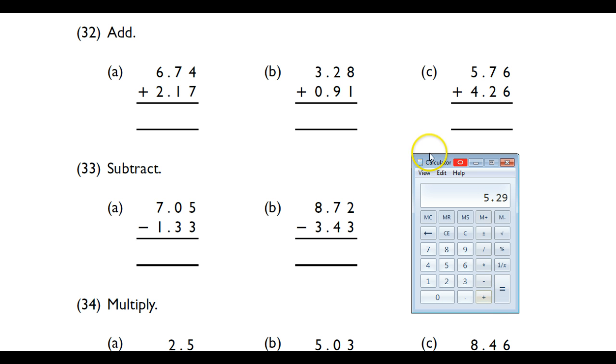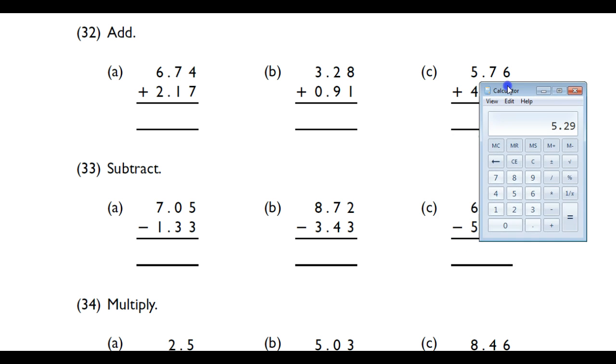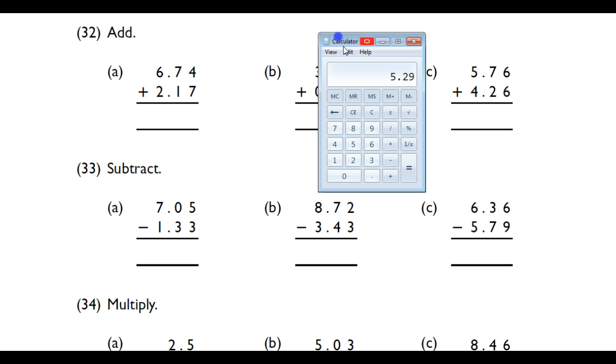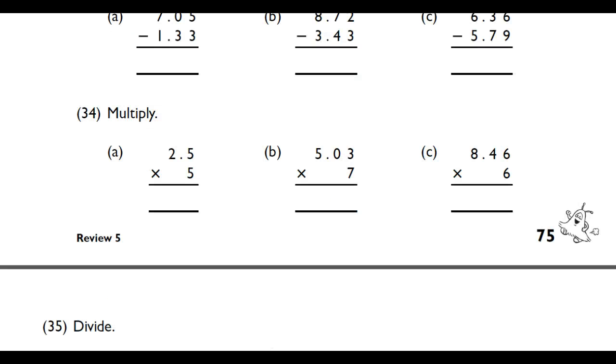Okay, 5.29. Let me shift the calculator higher a bit just to do this. For C, the last one here, 6.36 takes away 5.79. Okay, your answer should be 0.57. We scroll down to 34. Let me get the calculator up.